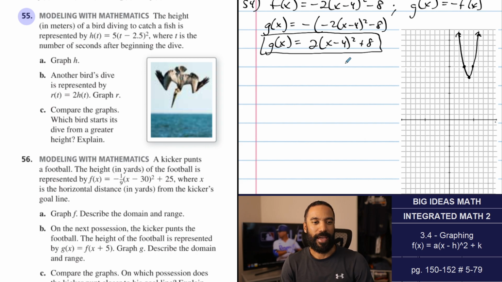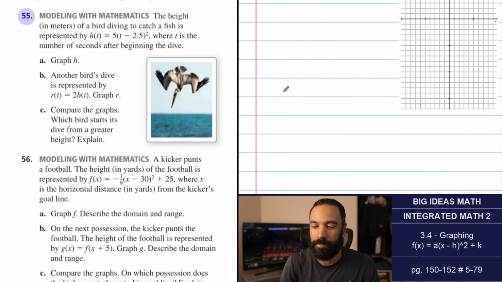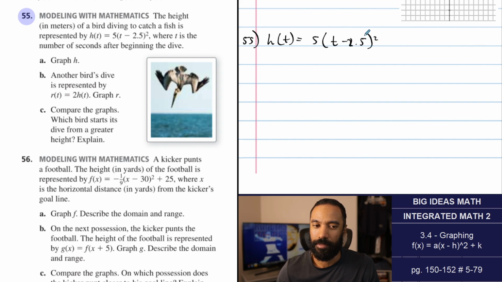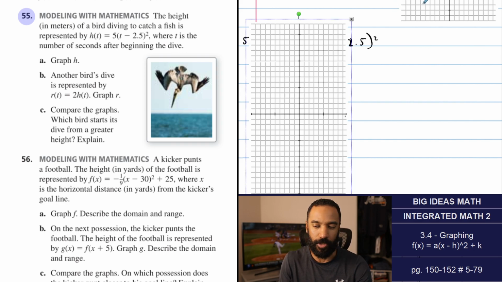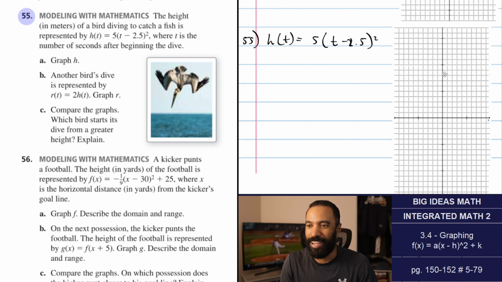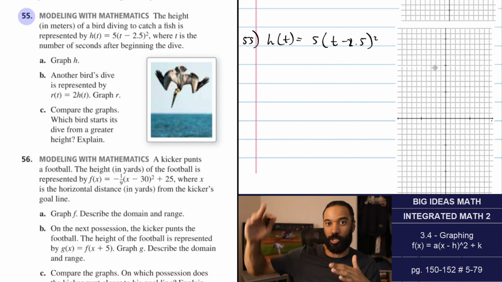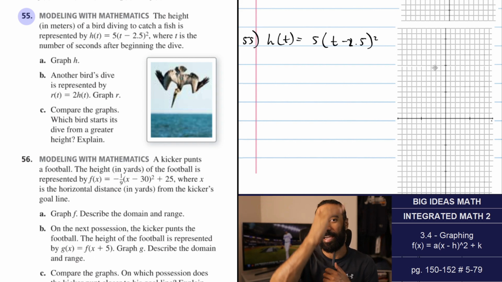Modeling with mathematics. The height in meters of a bird diving to catch a fish is represented by h of t equals 5 times (t minus 2.5) squared, where t is the number of seconds after beginning the dive. Well, they ask us to graph it to begin with, so that is just my favorite thing to look at. This says the height of the bird diving to catch fish. So what the bird's doing, birds don't just go down or up, they do both. It's swooping down to catch, and it's coming back up.